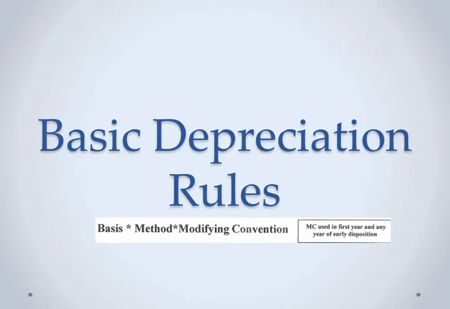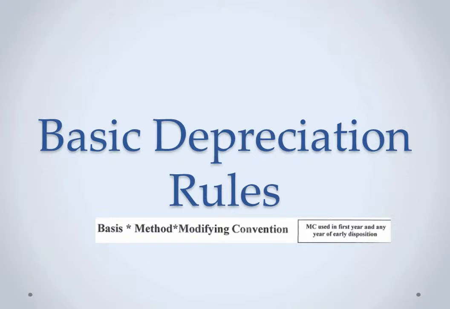So what we're going to do is, see the little thing at the bottom there. We are going to take our basis in the property, which is the amount of money that we spent. We're going to have a depreciation method. And like GAAP, we're talking about straight line, double declining balance. That's what I mean by method. And then we're going to have a modifying convention. What you will see is that these rules are very streamlined, very much one size fits all. A modifying convention is just a convention or rule that modifies the math.